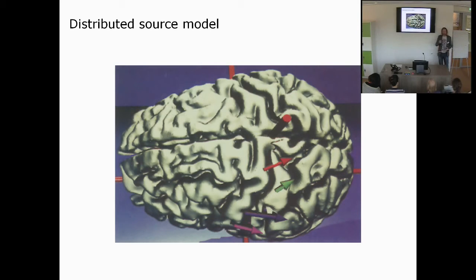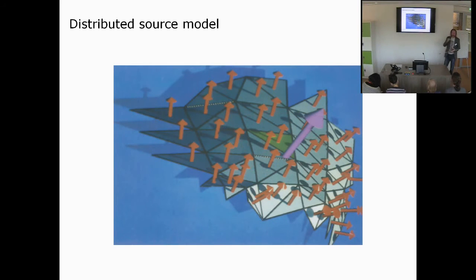The type of models that we use for distributed source models are usually like this. Usually we take a cortical sheet. We typically use FreeSurfer to extract a cortical sheet. And if you zoom in on such a cortical sheet, what you see is that it consists of many triangles. For each of these triangles, we say, well, we're going to model the activity of that triangle using a dipole, an equivalent current dipole.